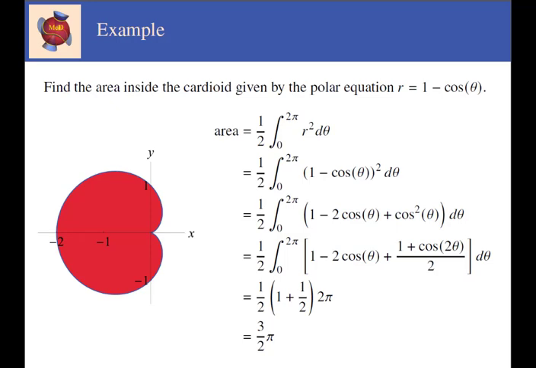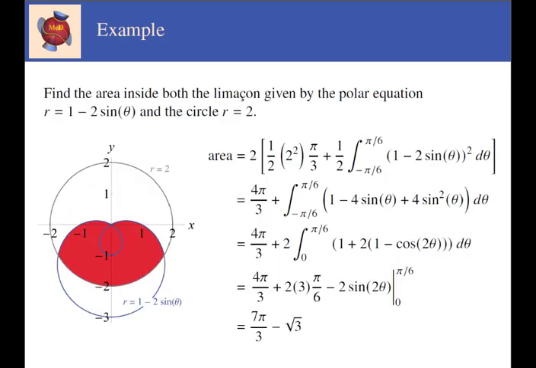We then expand or FOIL (1 minus cosine theta) squared, and then use a double angle formula to replace cosine squared of theta. The resulting integral has two constant terms and two cosine terms. Both cosine terms integrate to 0, leaving us with 1/2 the integral of 3/2. So the answer is 1/2 times 3/2 times the width of the interval, which is 2 pi. So we ultimately get 3/2 pi as our answer without any explicit use of the fundamental theorem of calculus.